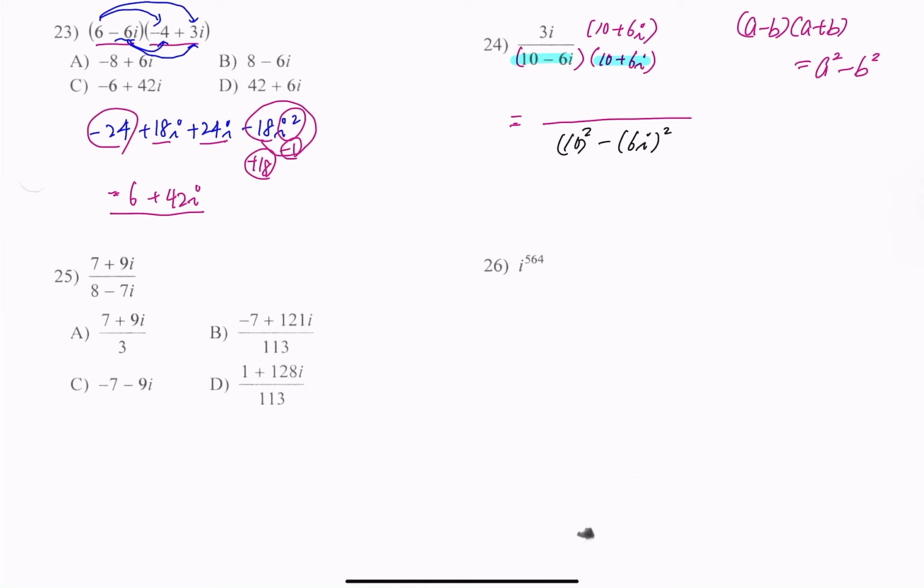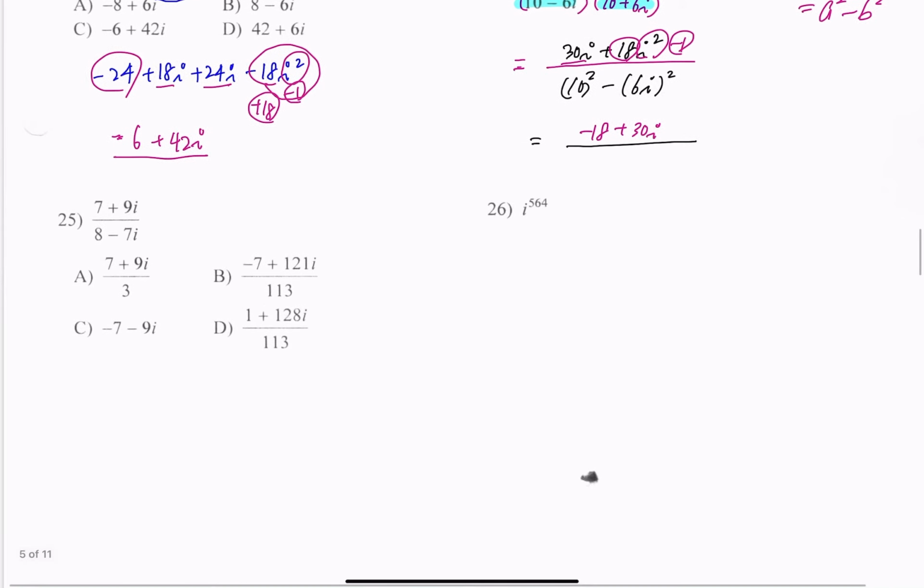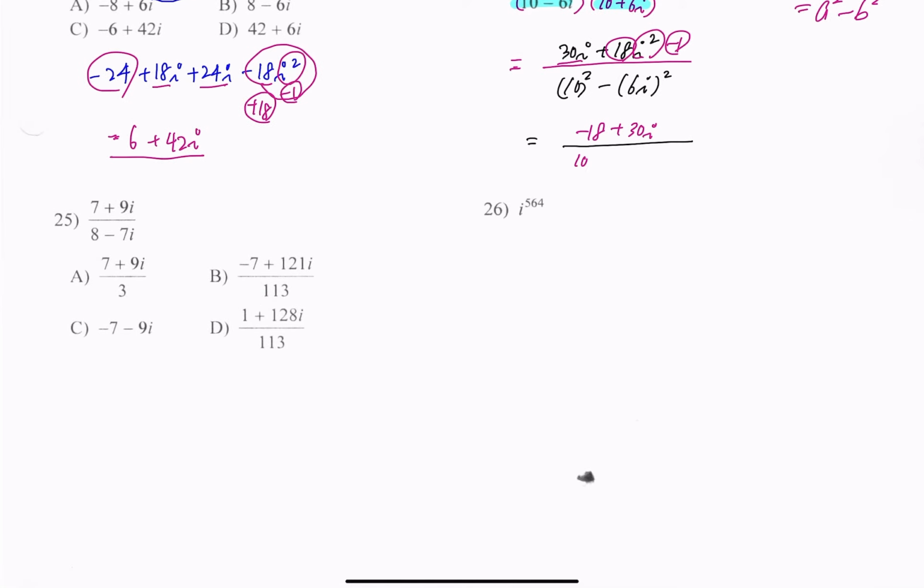In the numerator, you just distribute 3i to these two terms. So 3i times 10, 30i. 3i times 6i, 18i squared. Simplify more. In the numerator, i squared is negative 1. Negative 1 times 18 is negative 18. You keep 30i. In the denominator, 10 squared is 100 minus 6 squared is 36. i squared is negative 1.